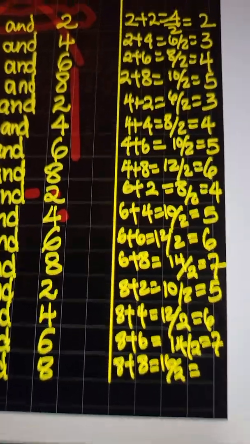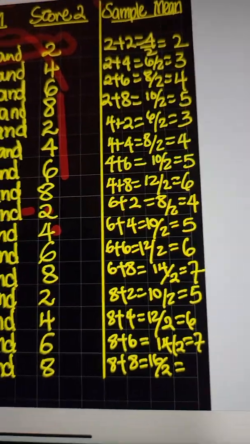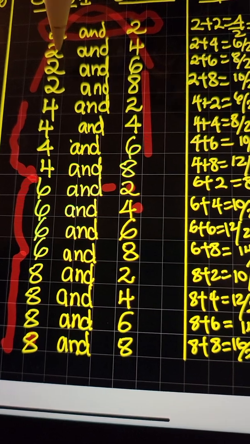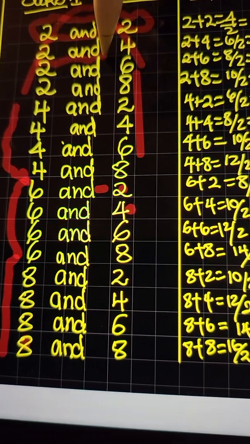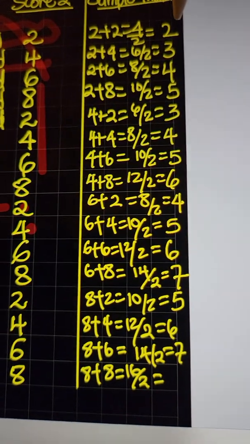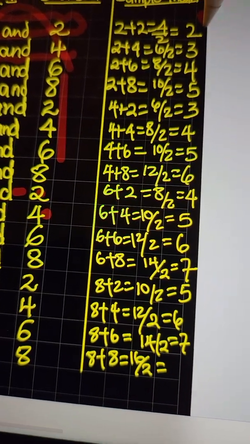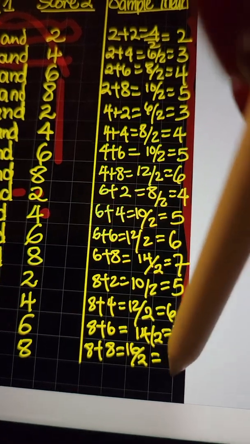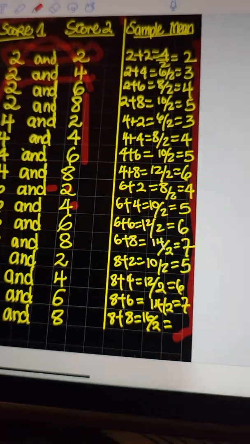For all the 16 samples, they have found the mean, and all they have done is add these 2 scores. Can you see that? So add that, and then you divide by 2, and then you get your column for the mean, okay? I hope this is clear. I hope you understand.